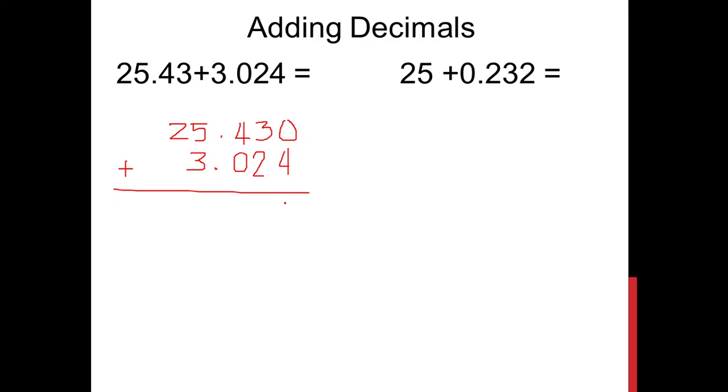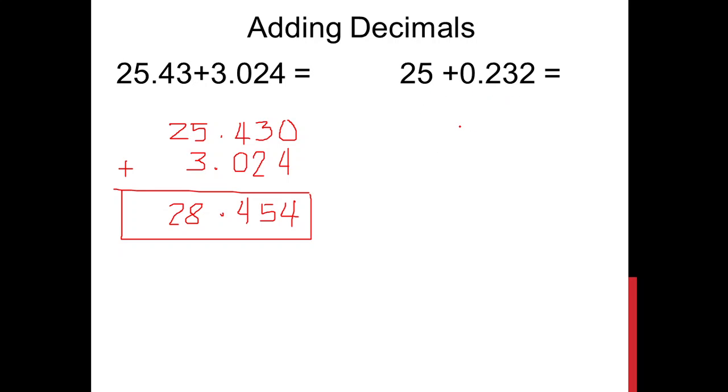Okay, so 0 plus 4, that's 4. 3 plus 2, that's 5. 4 plus 0, that's 4. Then copy the decimal point. 5 plus 3, that's 8. Then just bring down 2. And there's your answer.